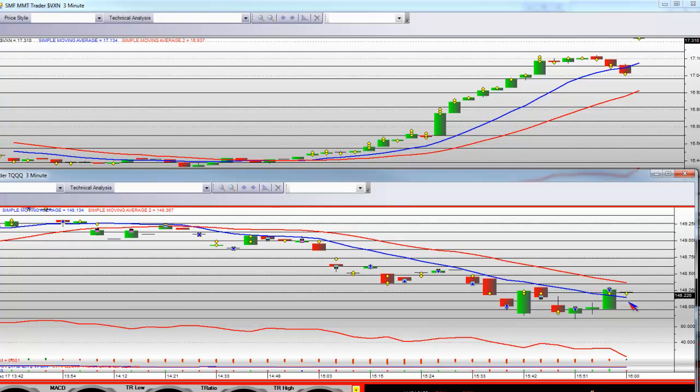And that's the gift of being an SMF MMT and making lots of debit transactions within very defined SMF MMT market maker pricing control levels.